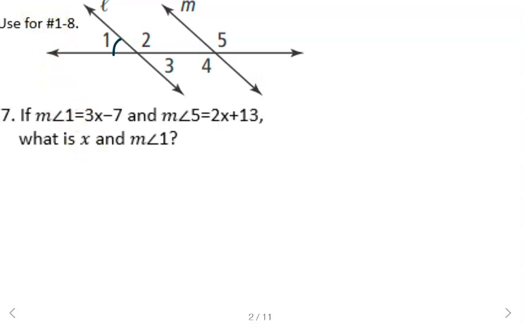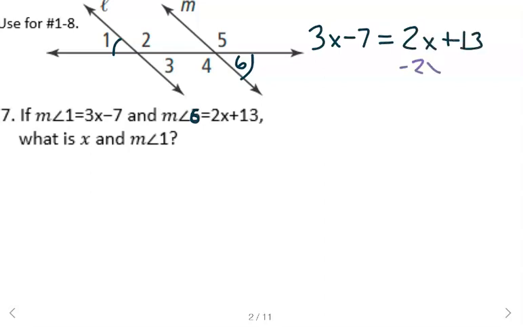Actually, I'm going to fix this. I realize that these are poor choices for those angles, so I'm going to say that the measure of angle 6 equals 2x plus 13. All right, so those are alternate exterior angles, so they will be congruent. And so we'll set the measures equal to each other. 3x minus 7 equals 2x plus 13.